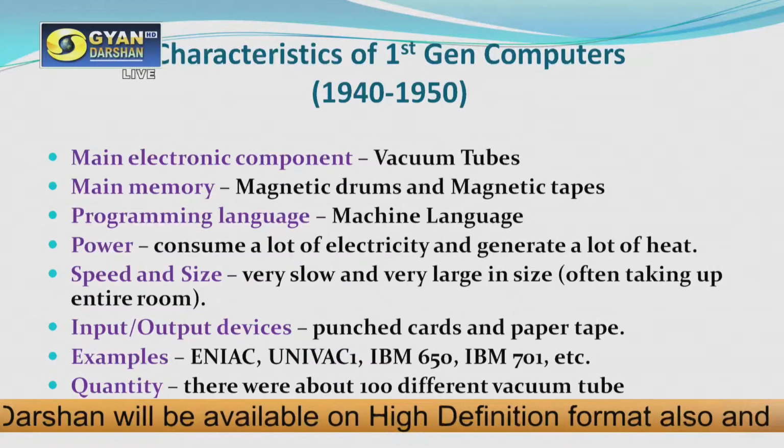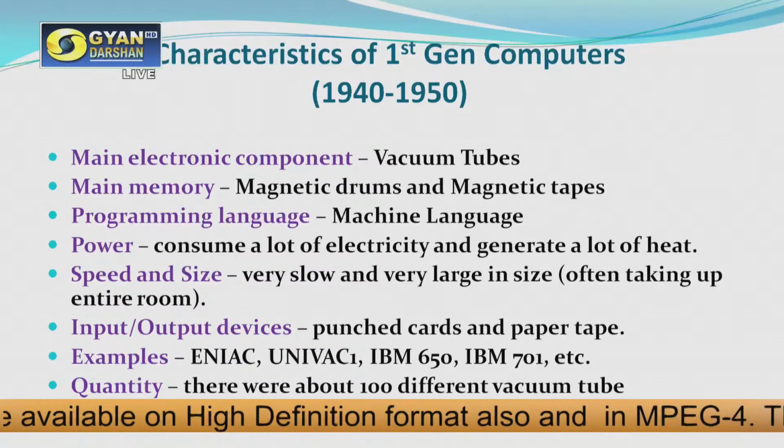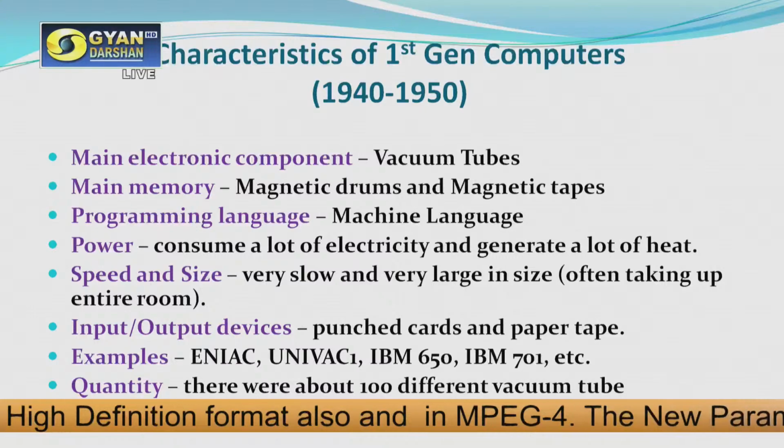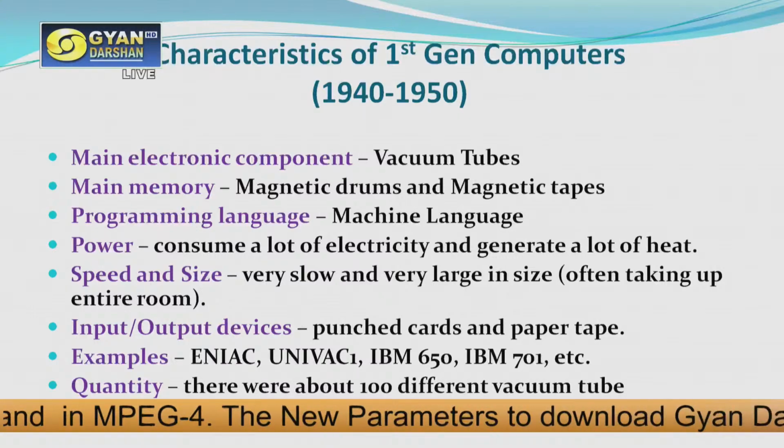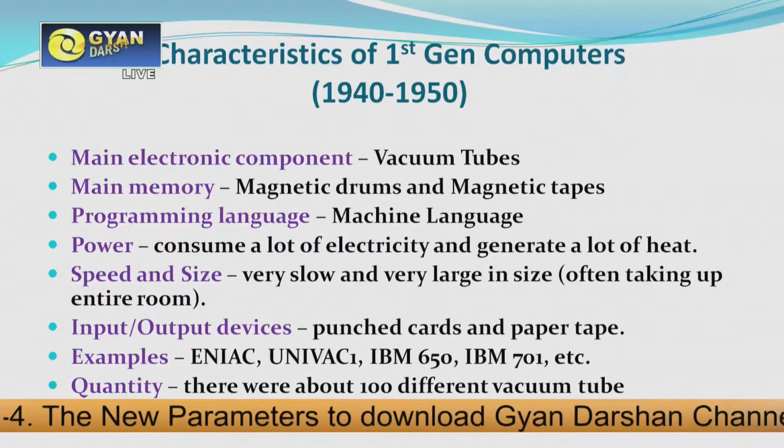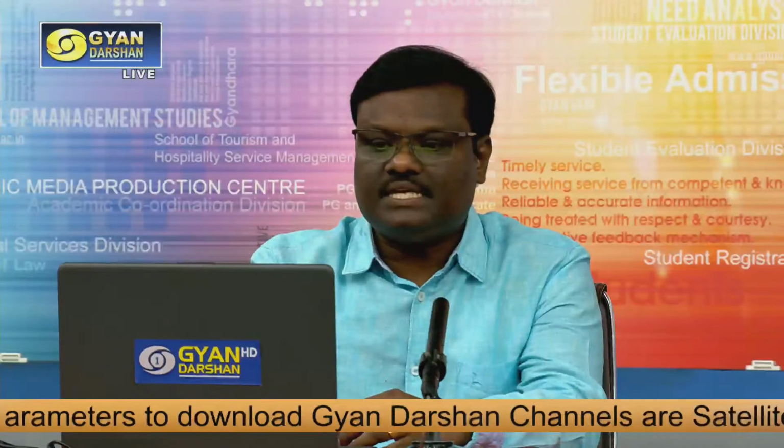And in those days only 100 vacuum tube computers were available all over the world. So these were not in lakhs or thousands in number. Only 100 pieces were available in those days. So this is the illustration that you can see.